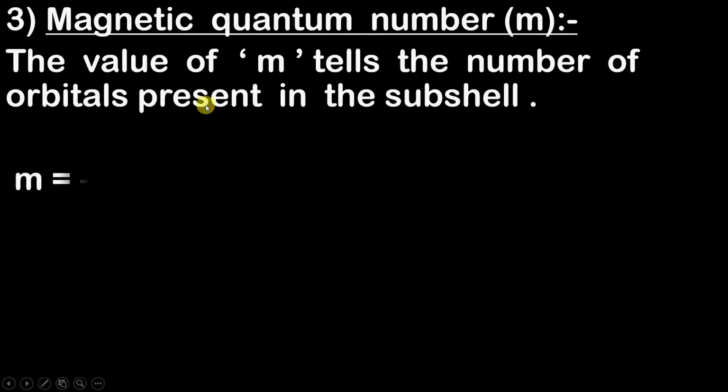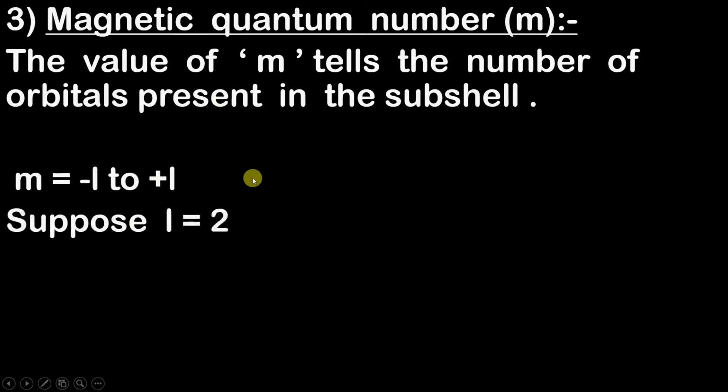The value of m is simply from minus L to plus L. Now what is the meaning of this? For example, suppose the value of L is 2. And what is L? Azimuthal quantum number. Don't forget that, guys. So suppose the value of L is 2. So the value of m is going to range from minus 2 to plus 2. So the possible values of m are minus 2, minus 1, 0, 1 and 2.